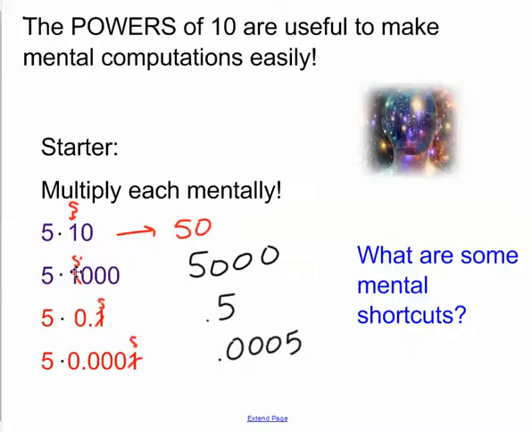5 groups of 1,000 is 5,000. 5 groups of a tenth is 5/10ths, and 5 groups of a 10,000th is 5/10,000. So we looked at mental shortcuts.